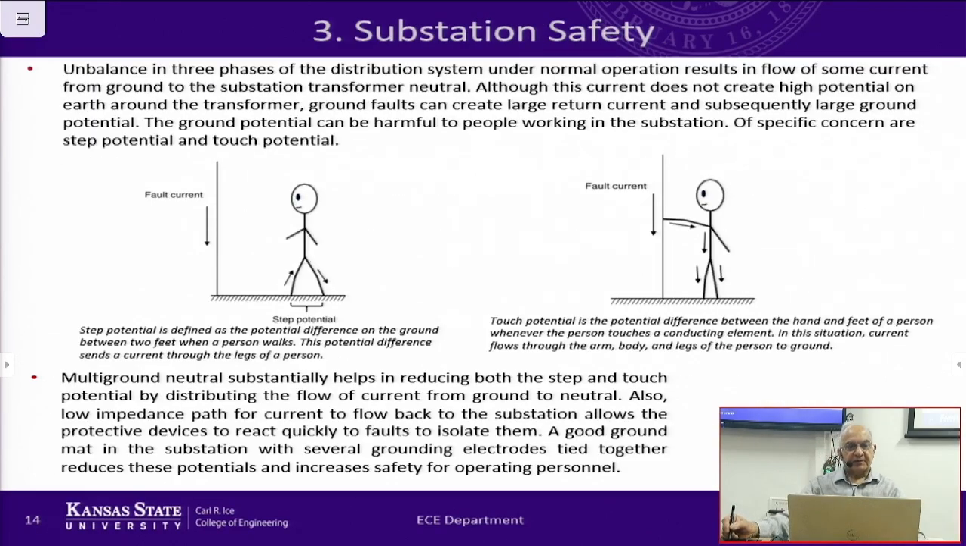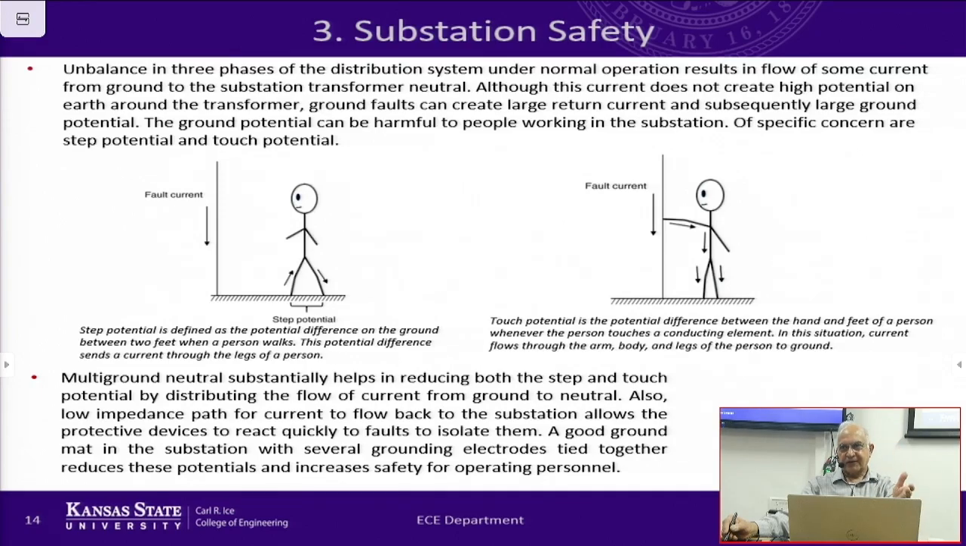As far as the substation safety is concerned, there are two issues that are important because when you are in a substation, unbalance in three phases of the distribution system under normal operation results in flow of some current from the ground to the substation transformer neutral. So if you are looking at a neutral that is connected to the ground, and you are inside a substation, some current is flowing in the neutral because things are not completely balanced.